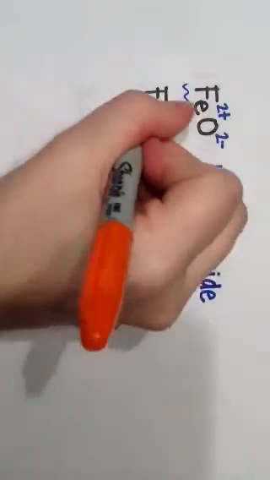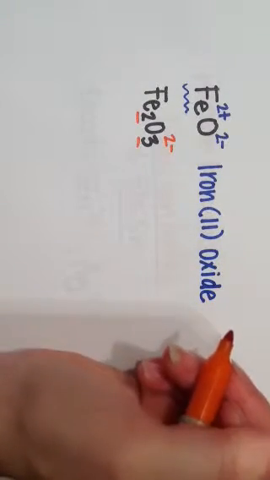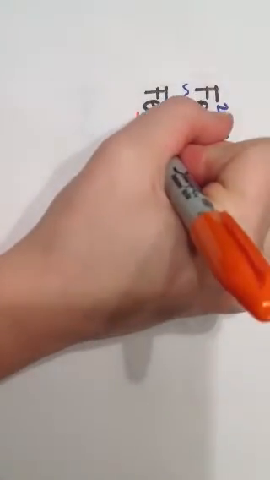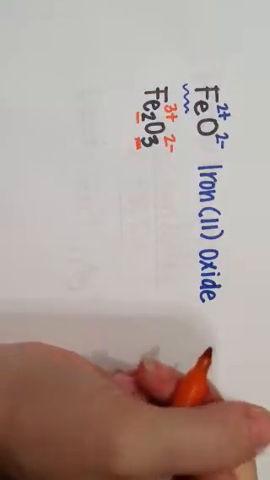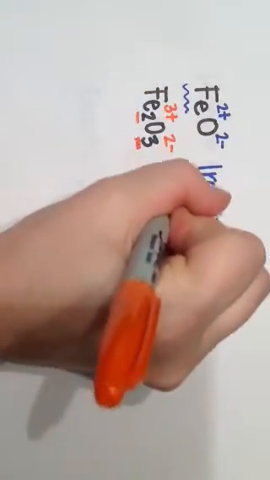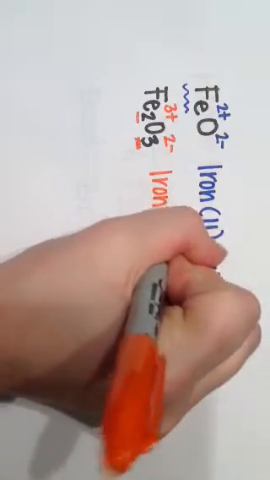So that means that this 2 actually was oxygen's oxidation value, which we know is correct because oxygen is -2. So that means that this 3 right here was iron's oxidation value. So we name this one iron(III) oxide.